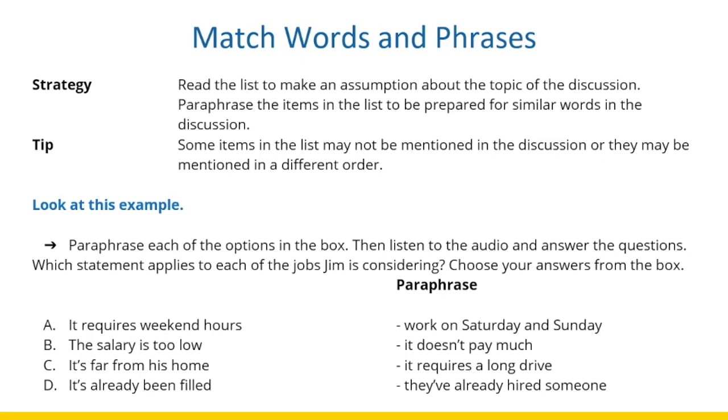So here we have an example from A through D, and you have a paraphrase on the side. For example, A states: it requires weekend hours. So you might hear something like, work on Saturdays and Sundays. For B, the salary is too low, and instead you might hear, it doesn't pay much. C, it's far from his home. It requires a long drive. And D, it's already been filled. They've already hired someone. So as you see, paraphrase is very important and can prepare you for the discussion you are going to hear. Also, make sure that you are preparing yourself and thinking about different ways of saying some things, because in the listening part, it's not going to be exactly like you see in A, B, C, D.